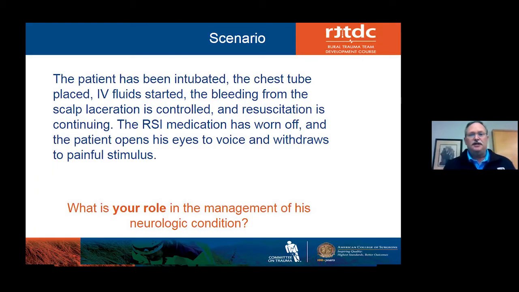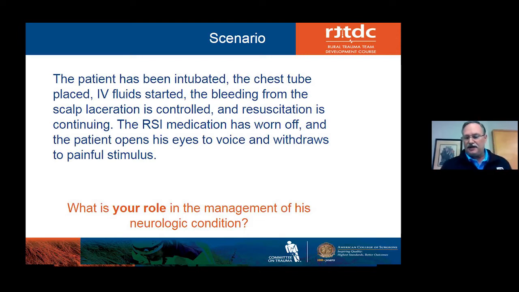So to continue the scenario that has already been presented, this patient has been intubated, chest tube has been placed, IV fluids have been started. Bleeding has been controlled, resuscitation is continuing. The rapid sequence intubation medications have worn off, and the patient opens his eyes to voice and withdraws to painful stimulus. The question becomes, what is your role in the management of his neurologic condition?